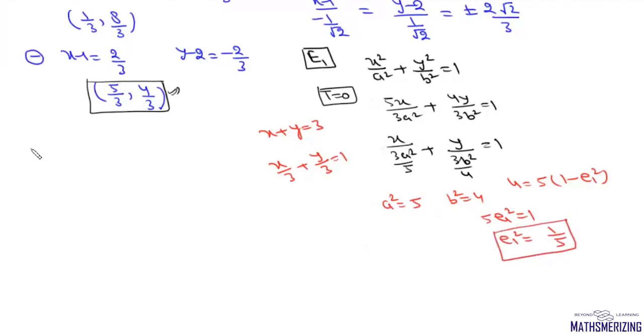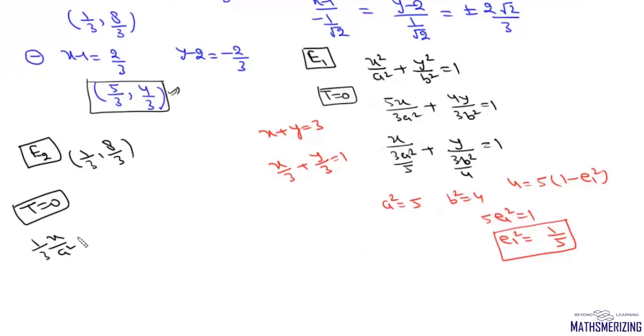In the same way, for this second ellipse E2, the point of contact is (1 by 3, 8 by 3). The equation of tangent will be given by (1 by 3)x upon a squared plus (8 by 3)y upon b squared equals 1. So here the intercepts are 3a squared, which is equal to 3, and then 3b squared upon 8, and it is also equal to 3. So here a squared is 1 and b squared is 8.